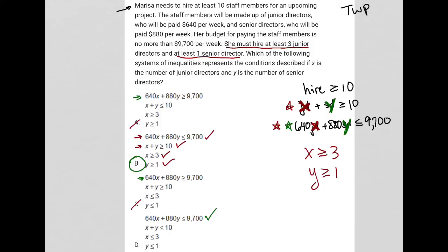But then it says X plus Y is less than or equal to 10. And that's not true. She wants to hire at least 10 staff members. So choice D is gone. So all signs point to choice B being the correct answer here.